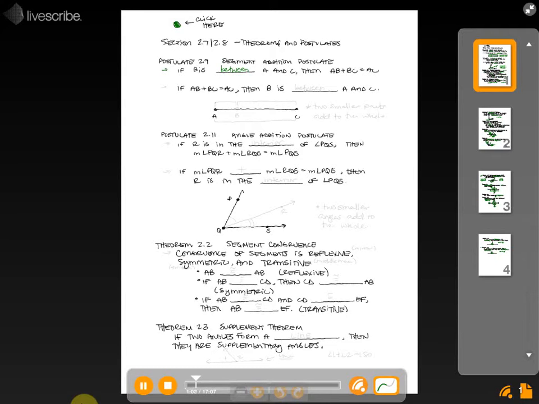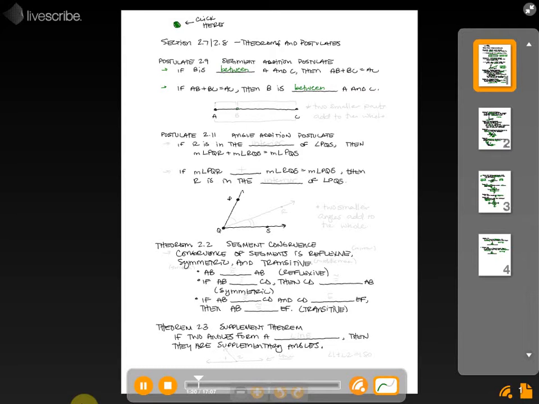The second part of that is the converse of the first part. It says if AB plus BC equals AC, then B is, fill in the blank, between A and C. We've switched the hypothesis and the conclusion around, so it's the converse.